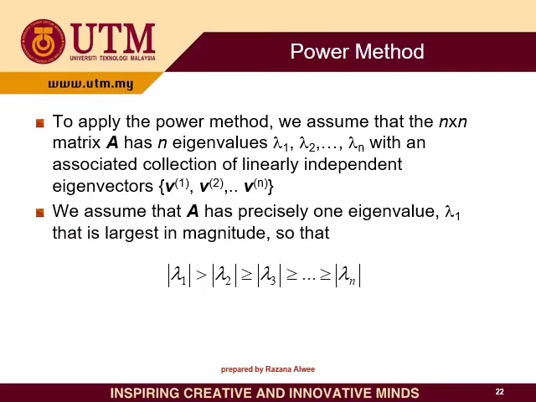As I mentioned before, to apply the power method, we assume that the n by n matrix, 2 by 2, 3 by 3, has eigenvalues equal in number to n. It's 2 by 2, 2 eigenvalues, 3 by 3, 3 eigenvalues, with an associated collection of linearly independent eigenvectors. We assume that A has precisely one eigenvalue, lambda 1, that is largest in magnitude, so that lambda 1 is bigger than lambda 2, and lambda 2 is bigger than or equal to lambda 3, and so on. So lambda 1 is the biggest here.